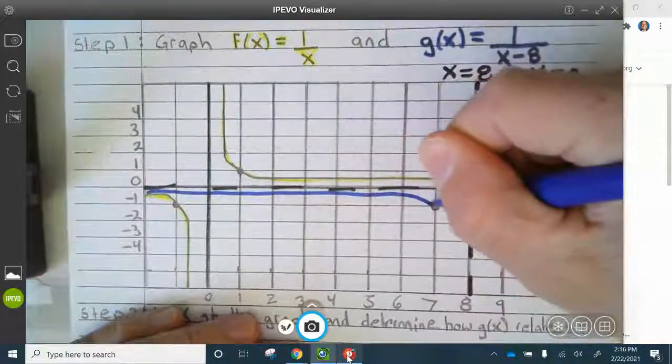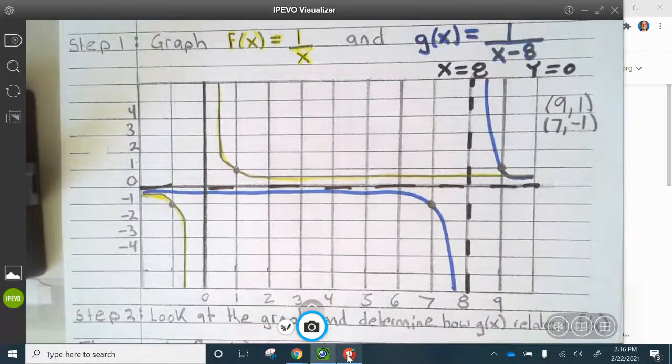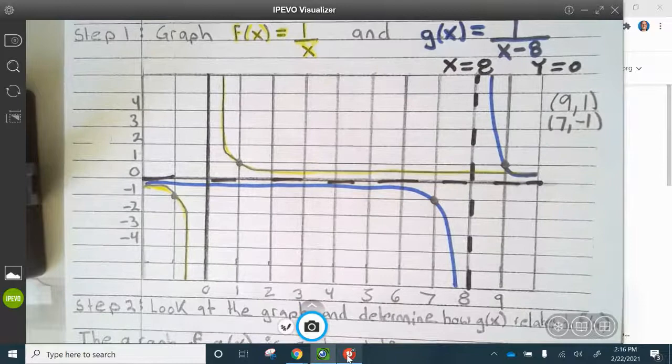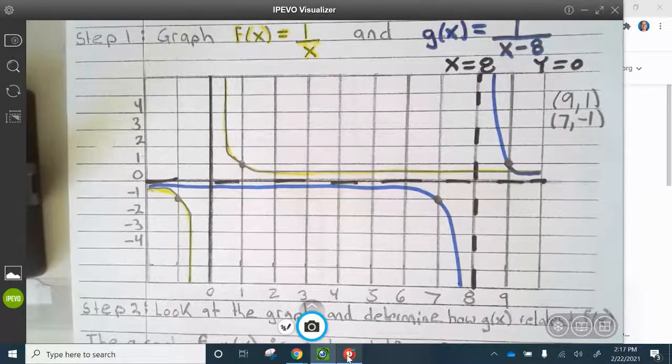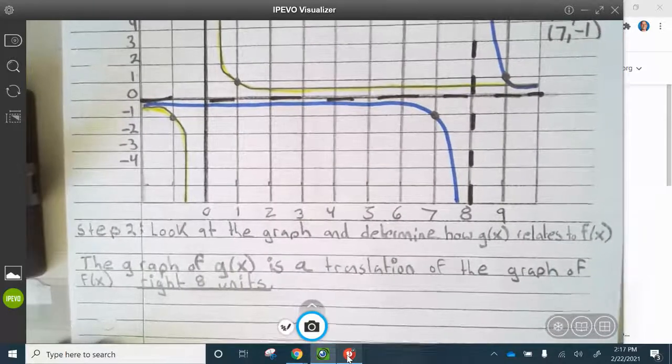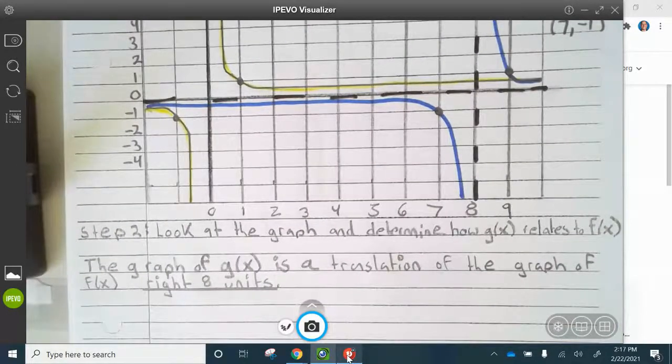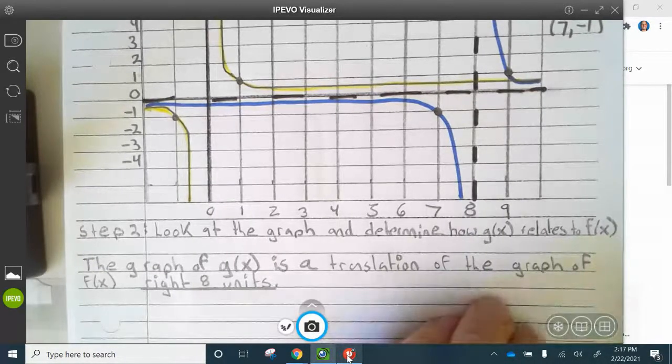All right, step 2, look at the graph and determine how g of x relates to f of x. The graph of g of x is a translation of the graph of f of x right 8 units. All right, let's go and look at the next question. All right, question 7. Describe how the graph of g of x is related to the graph of f of x equals 1 divided by x. So let's go ahead and graph.